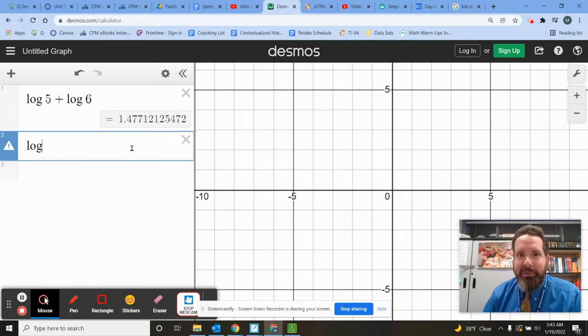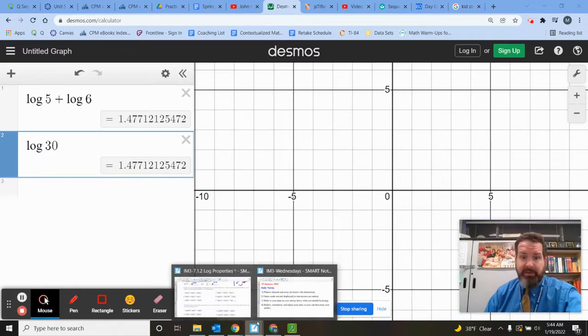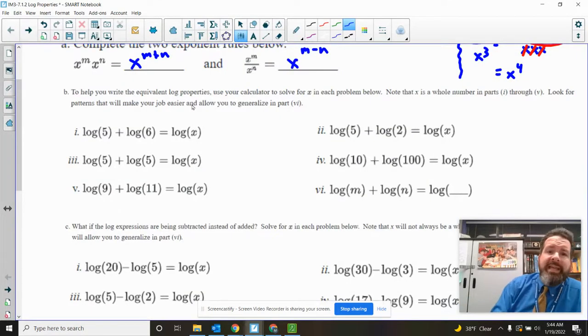I know that doesn't really narrow it down much. Let's just try 50. Okay, that's too big. 25. That's too small. Let's go a little bigger. 35. That's too big. And eventually we can narrow it down until we find one that matches. So coming back here to this page, the x that makes this true is 30. Log 5 plus log 6 is the same as the log of the single number 30.